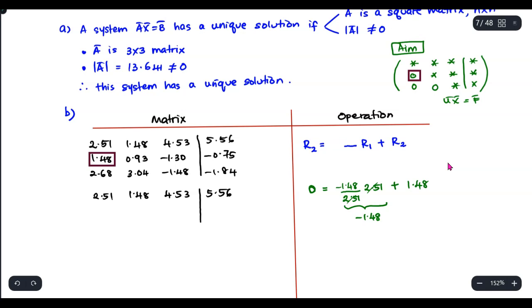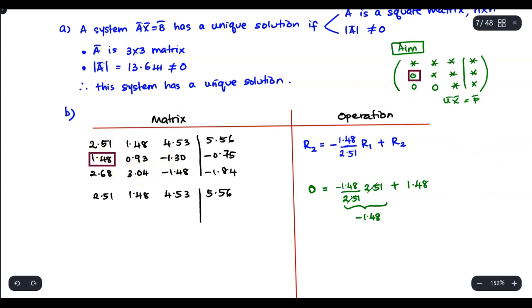Okay, the element that we wish to be 0, 1.48, over the element that we are relating to, which is 2.51. And then we need to think of whether we should have the negative or positive here. Since this 1.48 here in R2 is positive, we need to have the negative value. That is the correct operation to make sure that 1.48 will be 0.